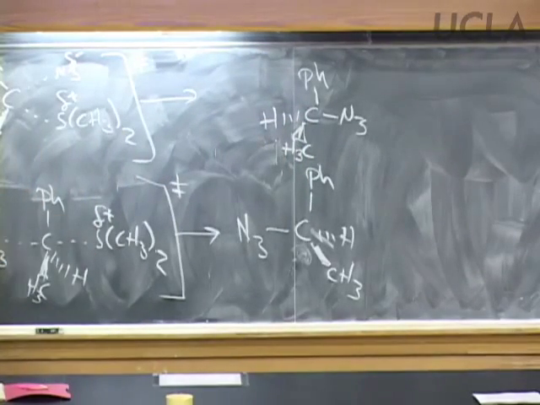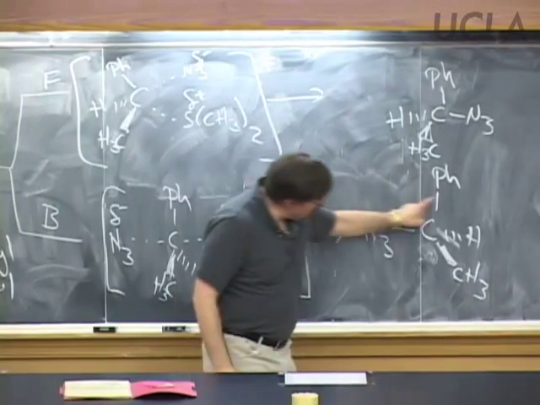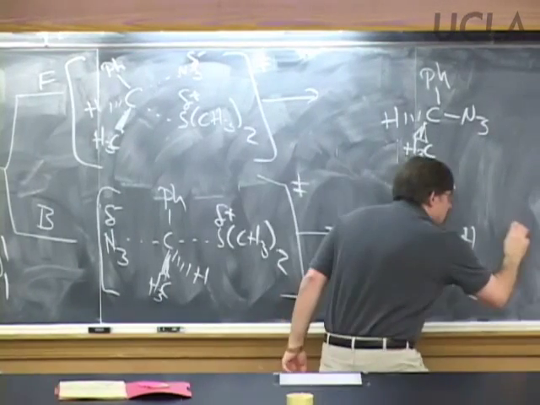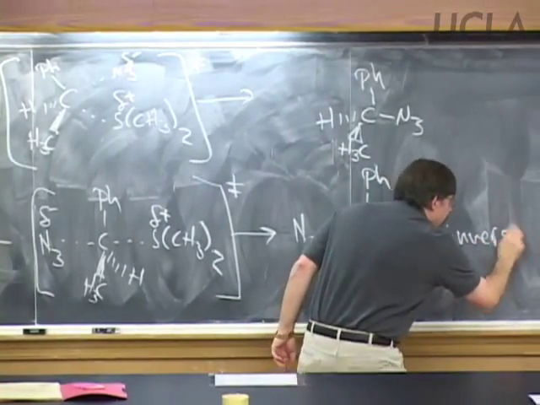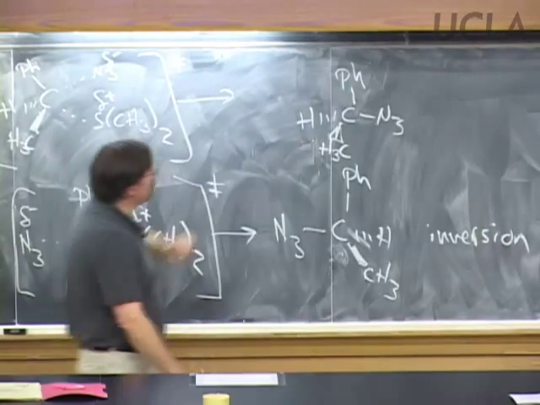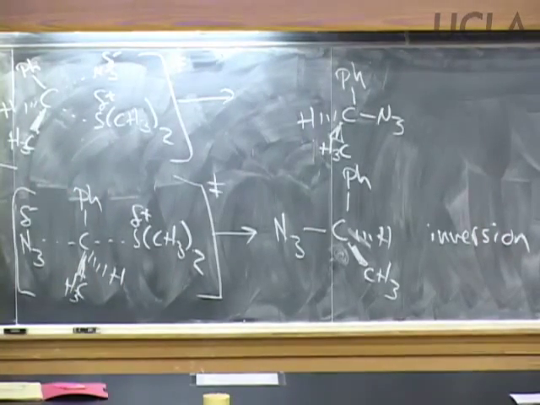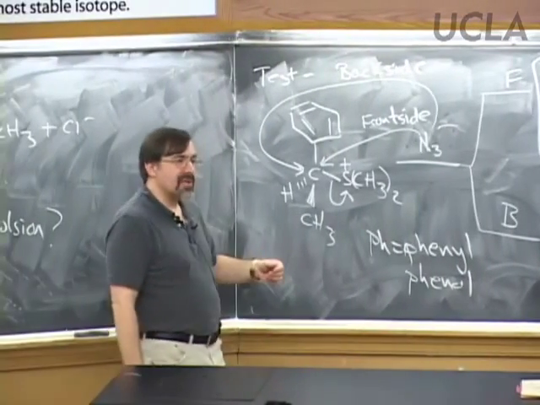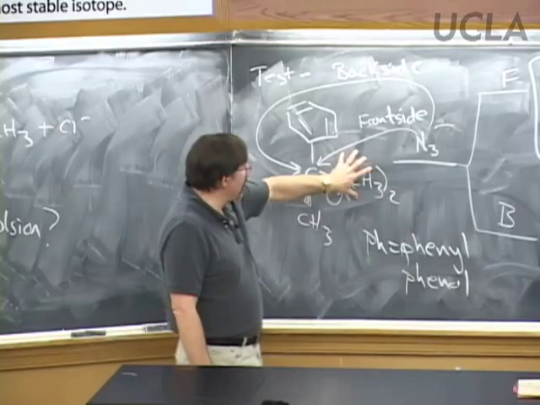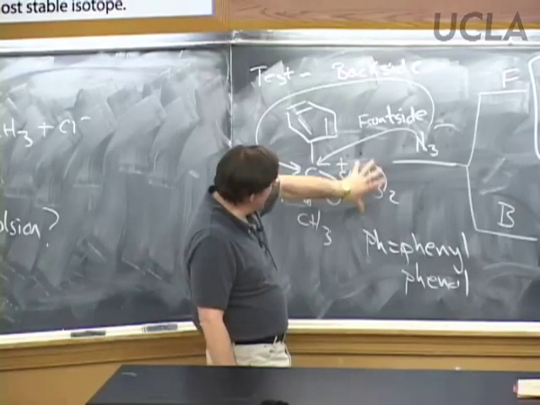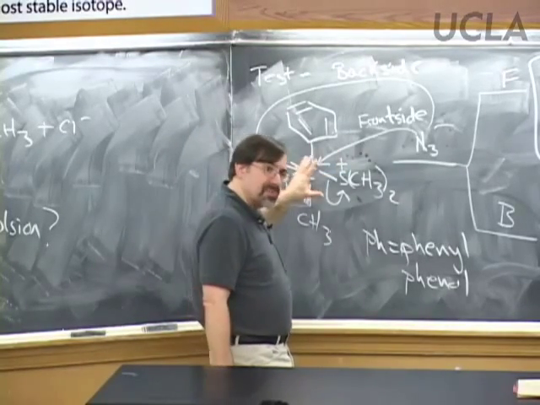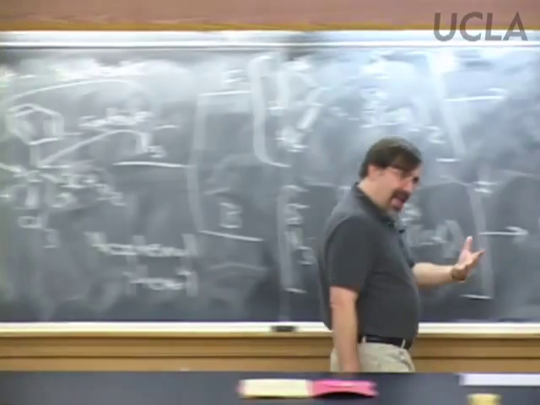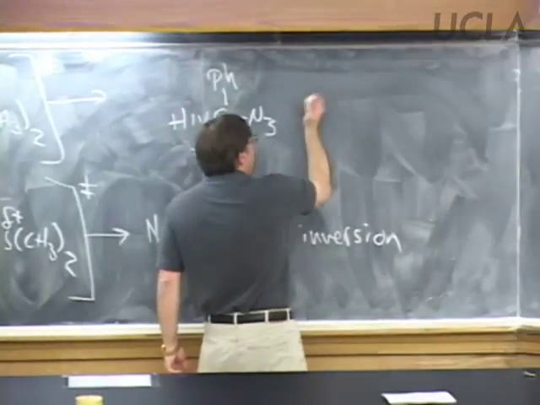Now, I said when it comes in from the backside, the position of the groups is inverted, so that's the inversion product. And in this case, where it comes in from the front side, the position of the groups, the stereochemistry, like whether it's R or S, for example, is the same, because all I've done is basically taken the leaving group away, put the azide there, but all the groups stay in the same position. And when that happens, we call that retention.